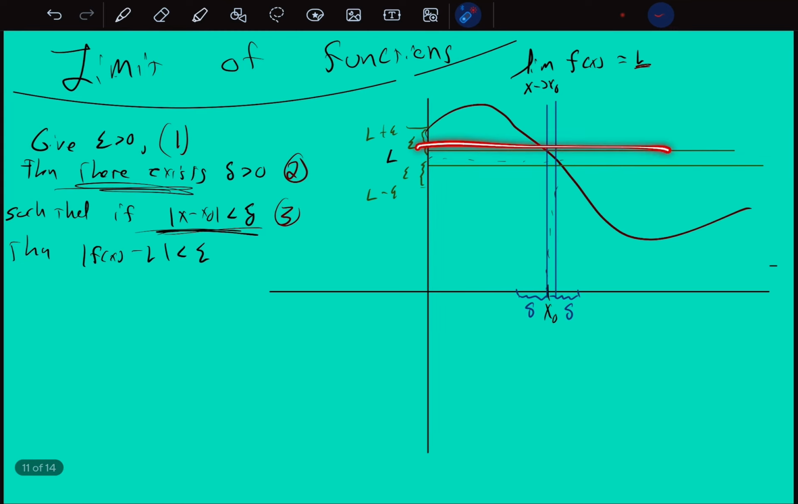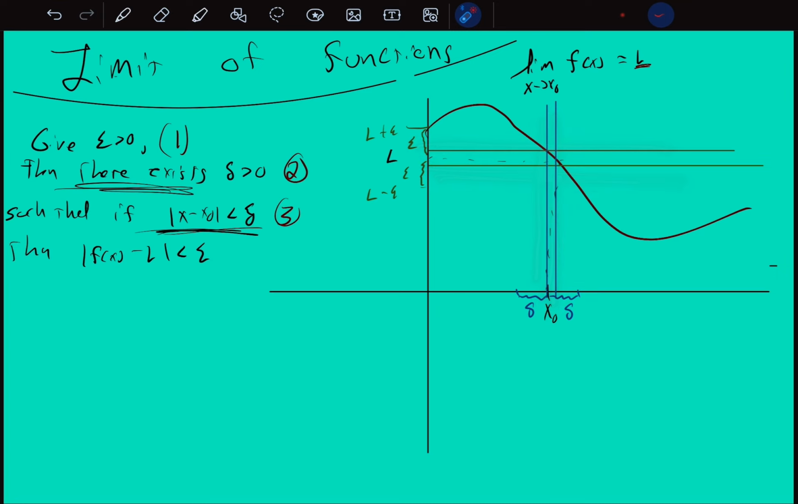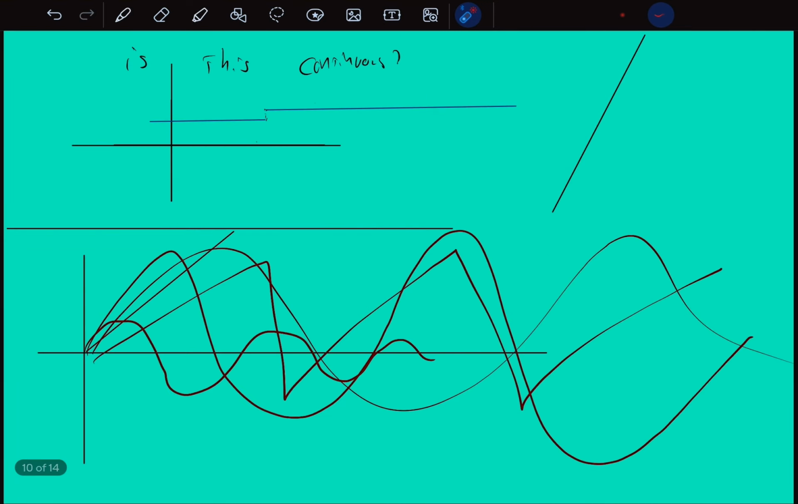Give me a vertical region you want it to be in. I will give you a horizontal region to be in. And if we're in the horizontal region, then we're in the vertical region. Then we're in this box. And this is what defines continuity. If our function is outside of this box, if our function goes up there, it's not continuous.